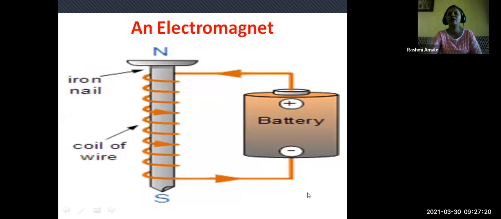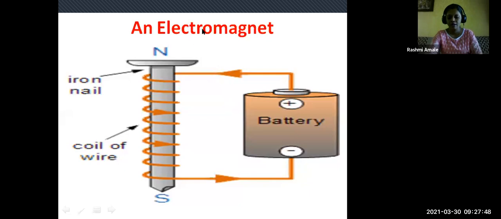and when you remove this connection, it will stop behaving like a magnet. If you bring iron pins near this iron nail, they will get attracted to this iron nail. How long? Only till the connection is completed. But when you remove the battery, it won't behave like a magnet. Understood? So this kind of magnet is called an electromagnet. Why is it called an electromagnet? Because it behaves like a magnet when electric current is flowing, isn't it?